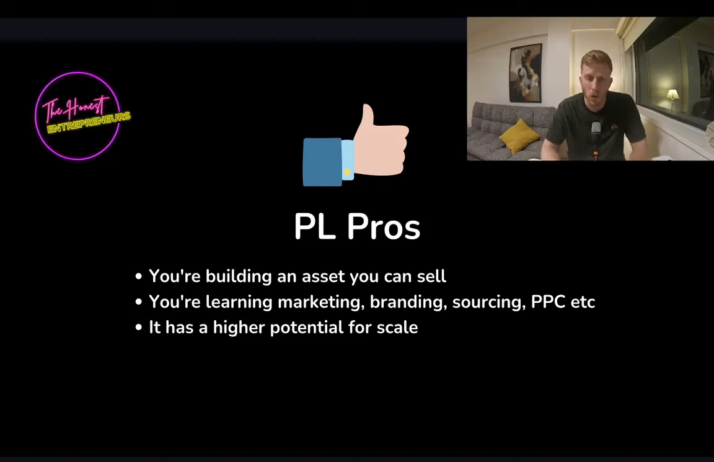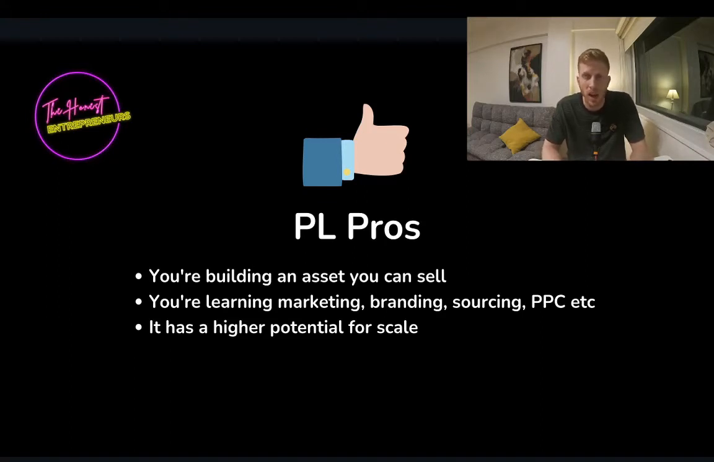So the final pro is that I think it has a much higher potential for scale. I'm not saying that with online arbitrage you cannot scale it, but essentially with private label, the sky is the absolute limit. You don't even have to limit yourself to selling on Amazon. If you create a successful Amazon brand, you can then take that brand, build a Shopify site, build your own brand, and truly the sky is the limit.